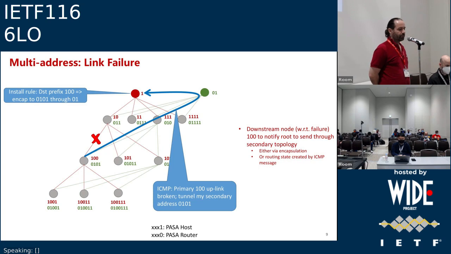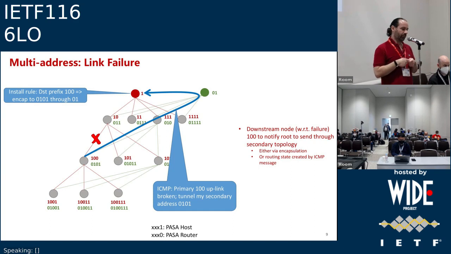So what we can do is that downstream from the failure, you can somehow signal through the secondary topology to the root: look, to me this link failed. So if you want to reach anything that is rooted from me, any subtree, you should tunnel the traffic to me using the secondary address.